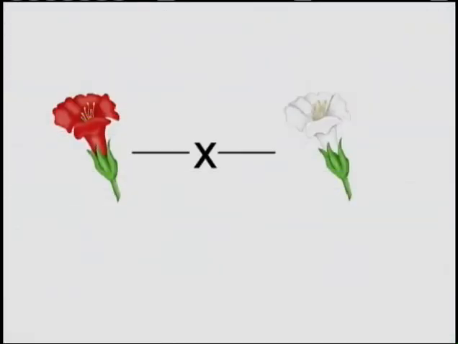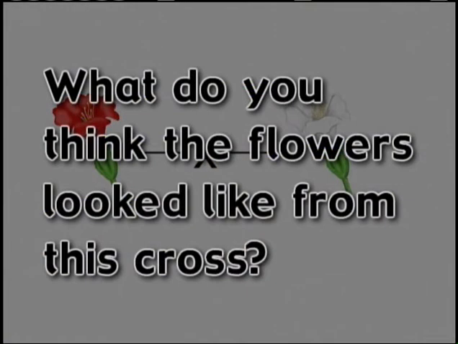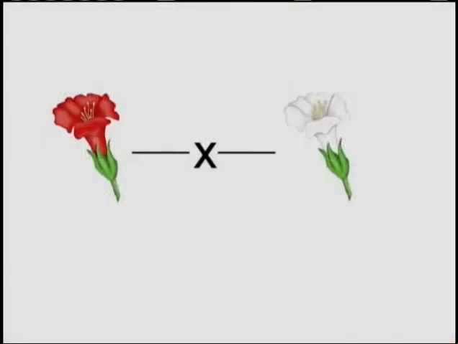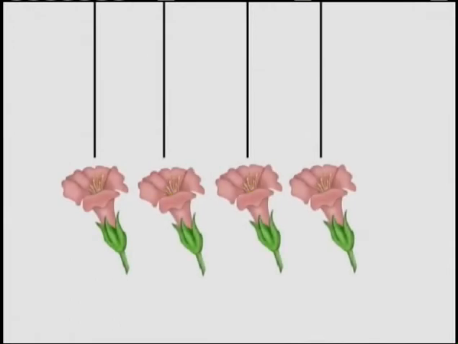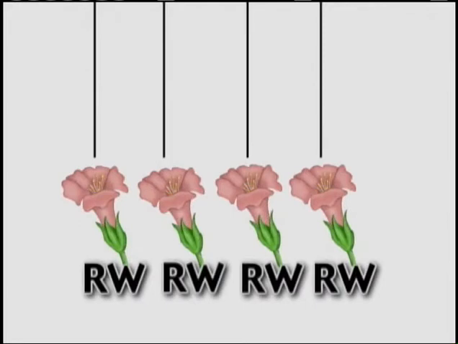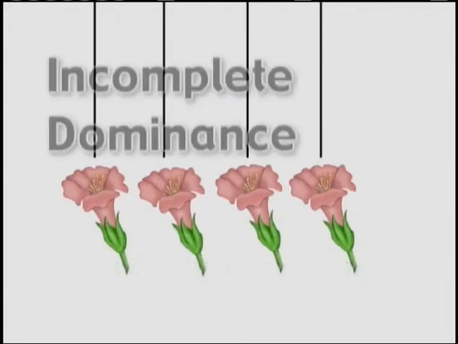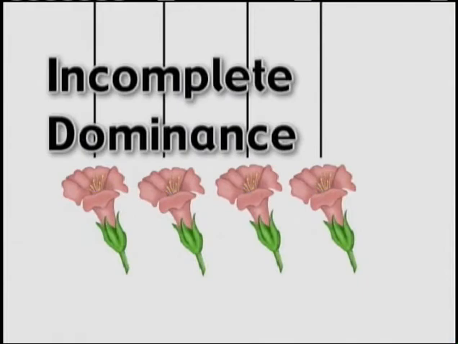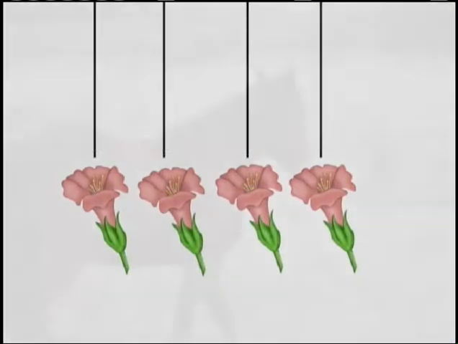What do you think the flowers looked like from this cross? Amazingly, these flowers were not red or white, but were pink. Correns hypothesized that in some gene pairs, the genes were neither recessive nor dominant. These genes are said to show incomplete dominance.